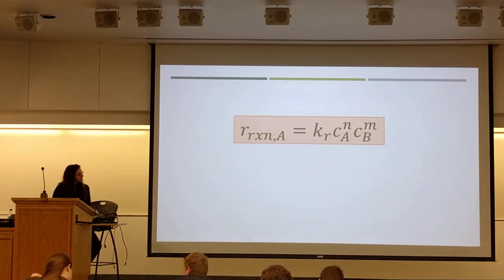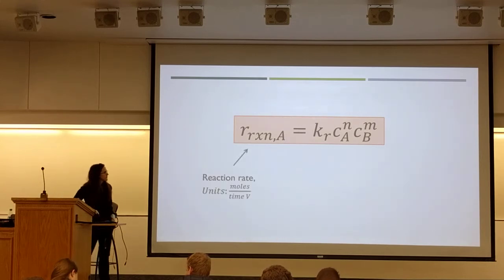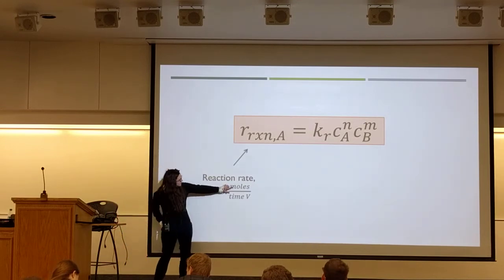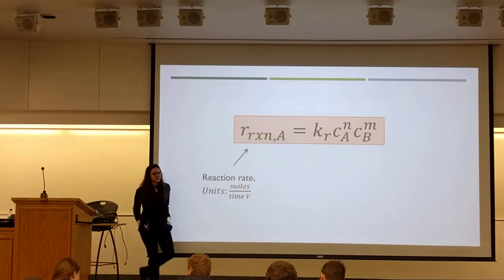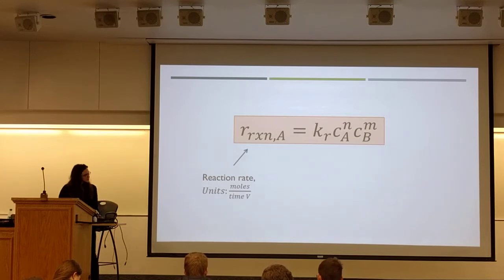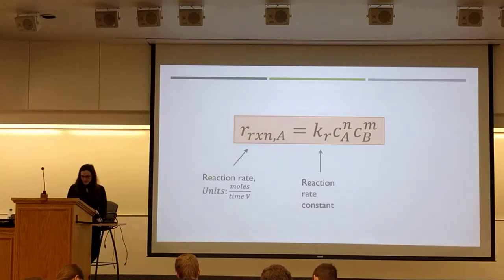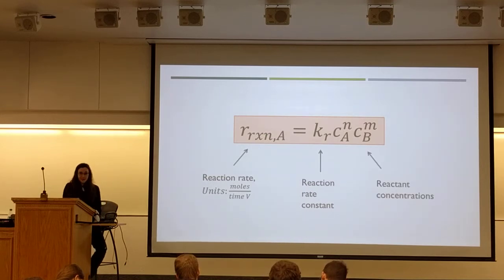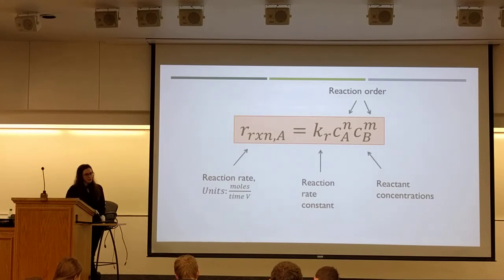Just to discuss different terms here, we have this rate of reaction, this reaction rate, which is in units of moles per time volume. And then you have a reaction rate constant, the concentrations of your reactants. And these numbers up there are what's called the reaction order. So for example, if N is 2, we would say this reaction is second order with respect to A. And if M was 3, we would say this reaction is third order with respect to B. So that's the nomenclature there.